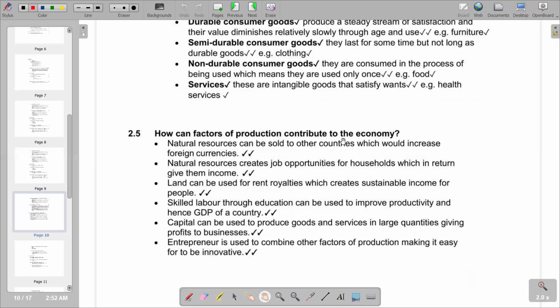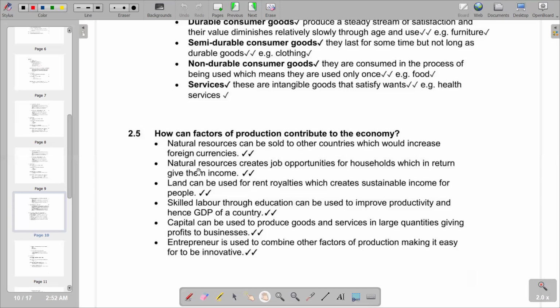Obviously, labor is the easiest to explain, because with labor, we're saying these are workers. They are obviously going to contribute to the economy. If productivity increases in terms of the average number of units being produced by each individual worker, it's going to lead to economic growth. So basically, it becomes a positive. So the first one is saying natural resources can be sold to other countries, which would increase foreign currency. So this is in the form of land. This is under the umbrella of land. So we go to natural resources.